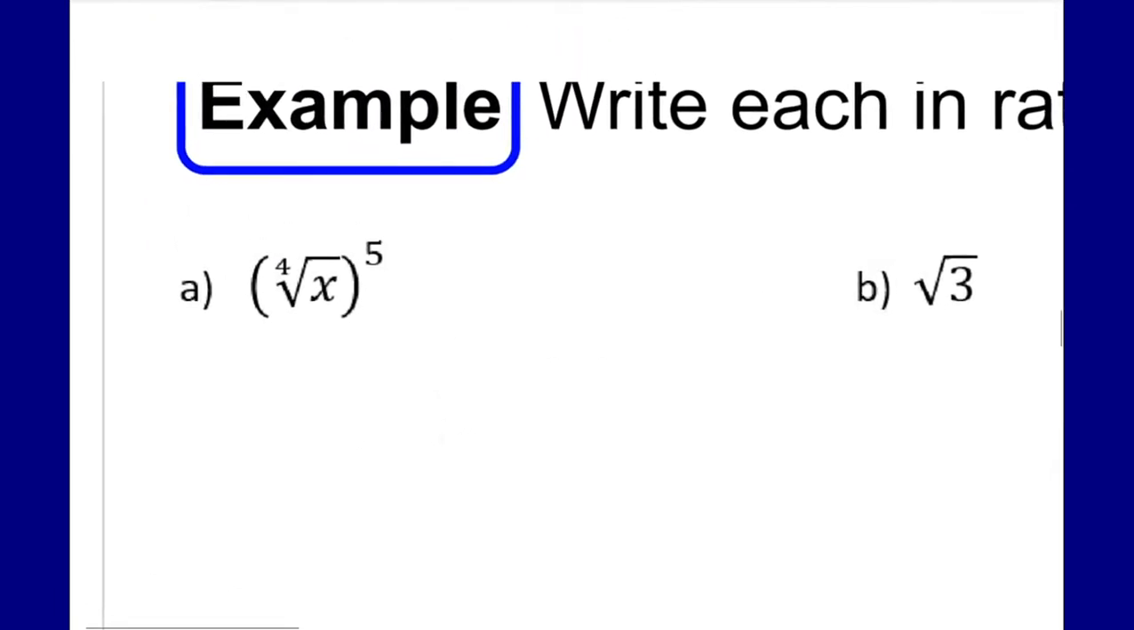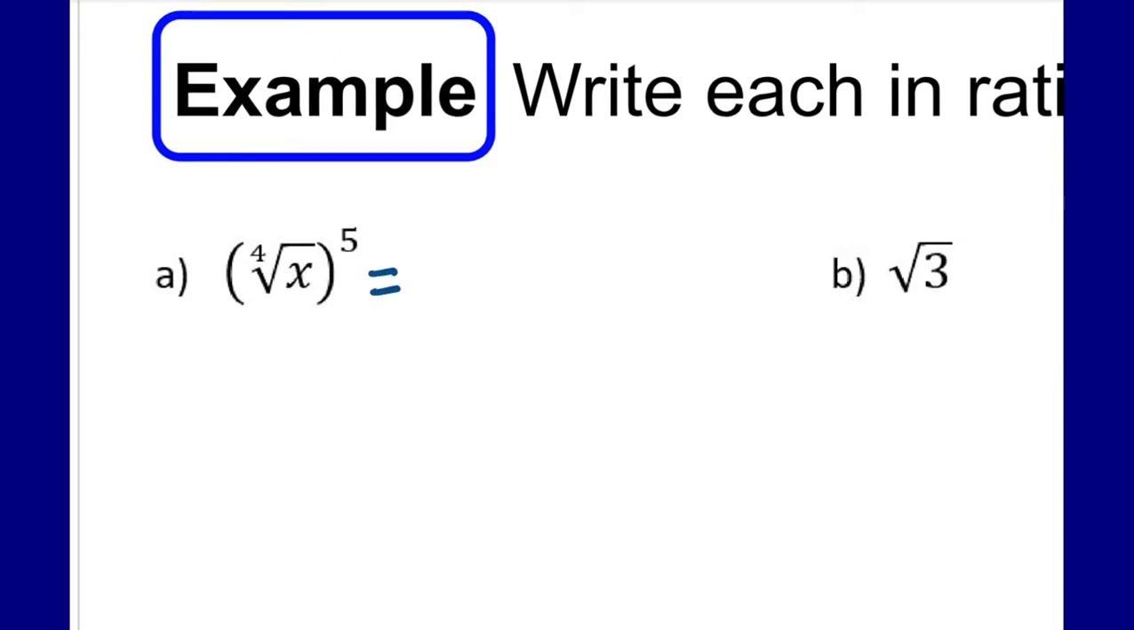Let's go through a couple of examples. Right now they're written as radicals, and I want to convert them and write them as rational exponents. The value under the root symbol is going to be our base, so in this case we will have x raised to the power of a fraction. The overall exponent, the 5, is going to be our numerator, and the value in front of our root symbol is going to be the denominator. So the fourth root of x all to the power of 5 is the same thing as x to the power of 5 over 4.